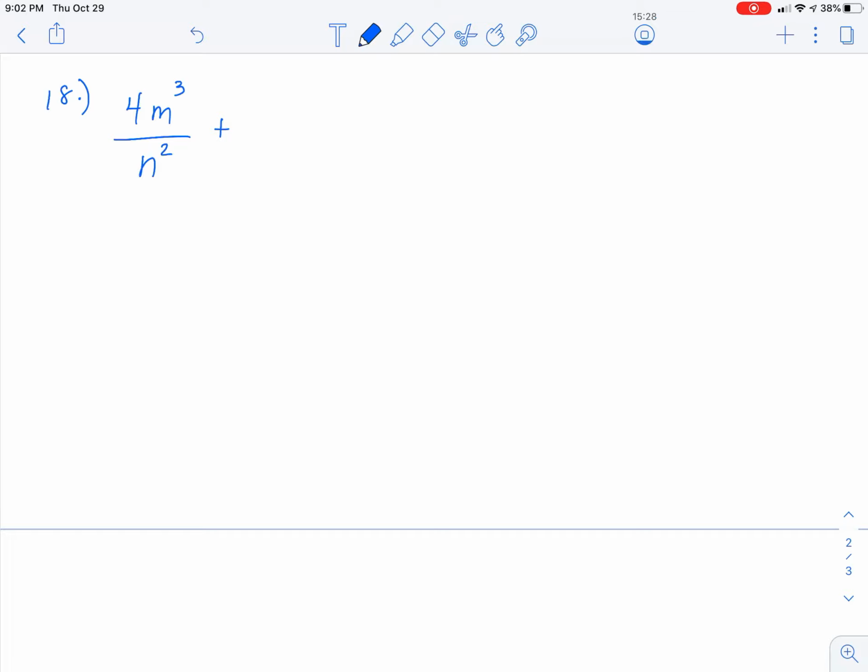Let me get the test. 18 plus 2mn to the negative second, m to the second power, minus 6m over n squared. Okay, so a lot of these problems are just keeping track of your negative exponents and adding and subtracting them when appropriate.